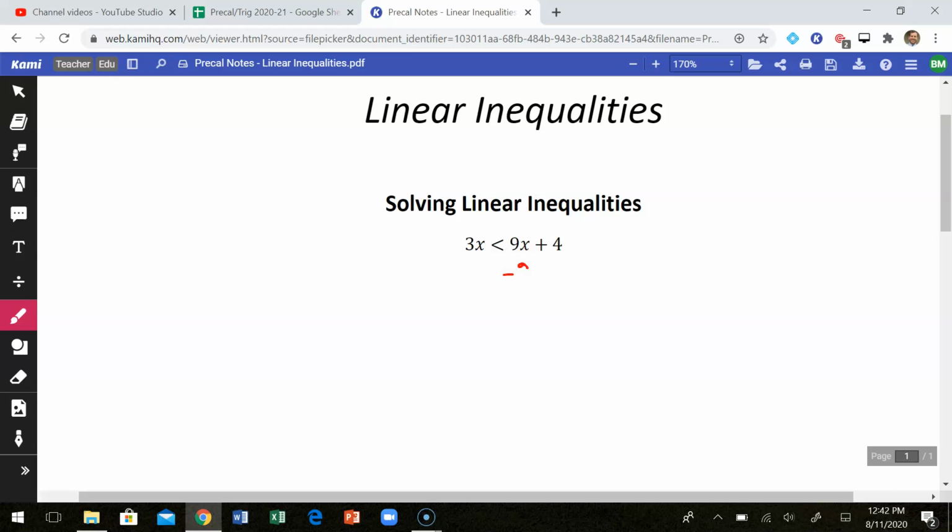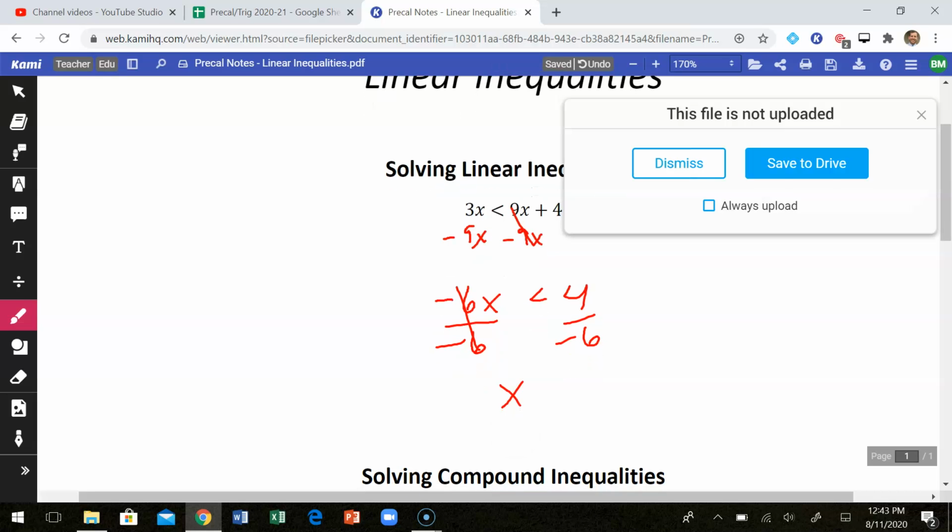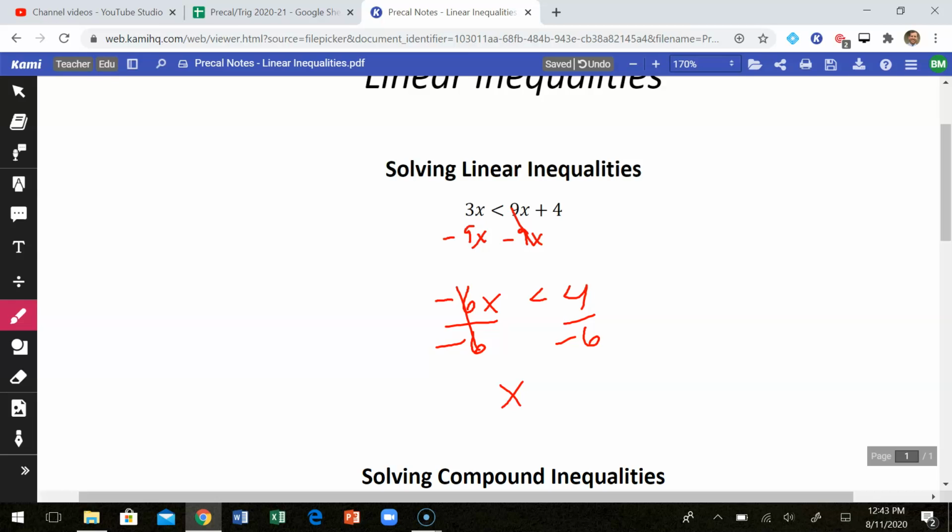So the first thing we're going to do is move the 9x over to the left side. And that gives us negative 6x is less than 4. And then we would divide by negative 6. And the one thing about solving inequalities that makes it different than solving an equation is you need to remember that if you divide or multiply by a negative number, you need to flip your sign. So that becomes x is greater than negative 2/3, right? 4 divided by 6 would reduce to 2/3. So x is greater than negative 2/3.